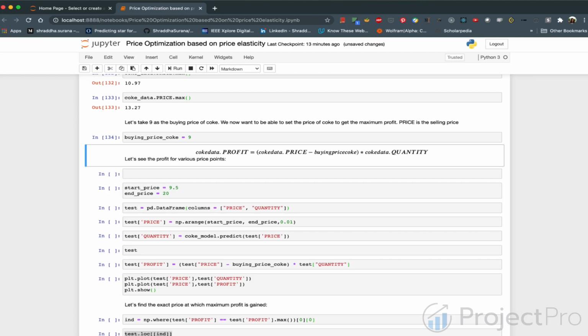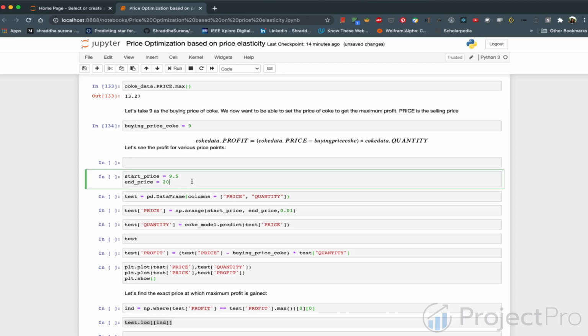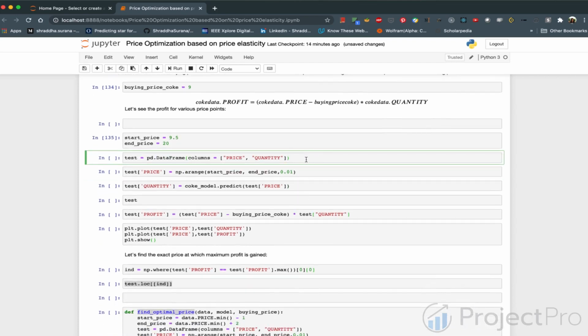So buying price, and we shall calculate profit to be the selling price of the Coke minus the buying price, which we have set as 9, and multiplied by quantity. So now let's look at the profit at the various price points. So let's say the start price is 9.5, assuming that the seller would want to make at least 0.5 units of profit for each Coke that is being sold. And let's keep the end price as 20. It is just a random number, something above the maximum value. We could also keep it at 15, but I thought 20 is a good price point to see the range.